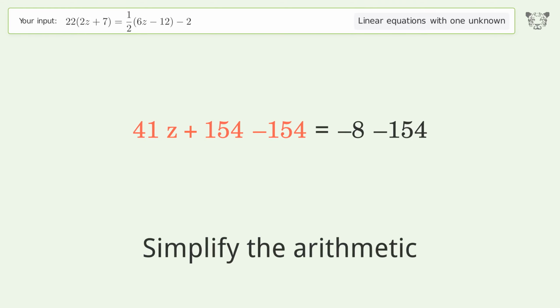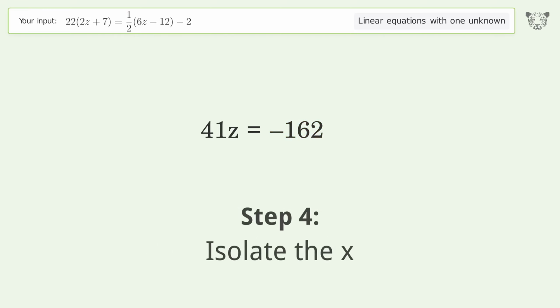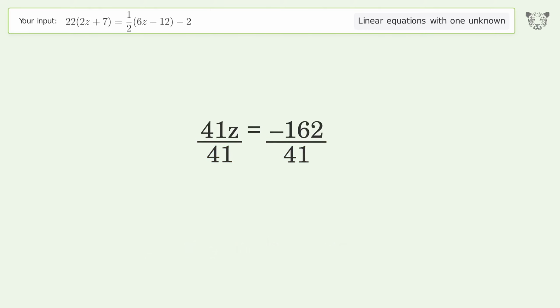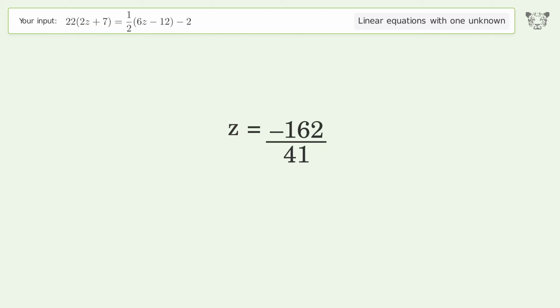Simplify the arithmetic. Isolate the z. Divide both sides by 41. Simplify the fraction. And so the final result is z equals negative 162/41.